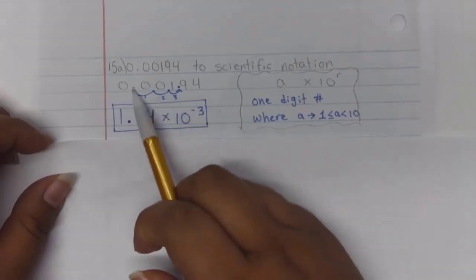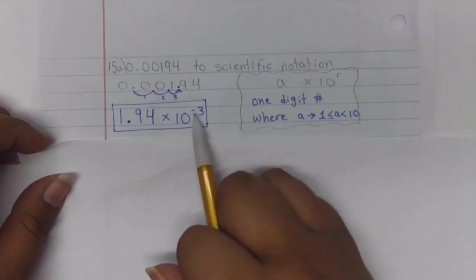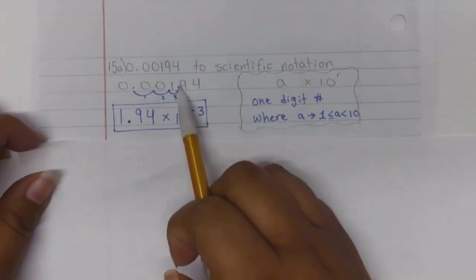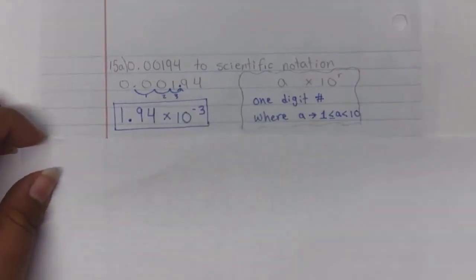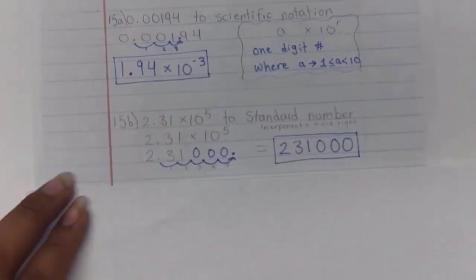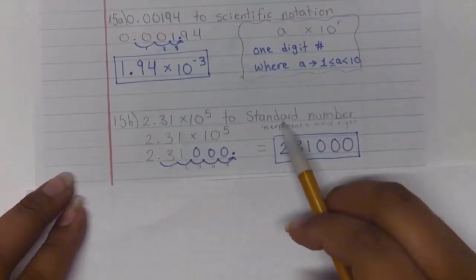Because the 3 came from moving the decimal place 3 times, but then the negative exponent was because my number was a smaller number. So yeah, that's my answer. And then for part B, now it's asking us to write this in a standard number.